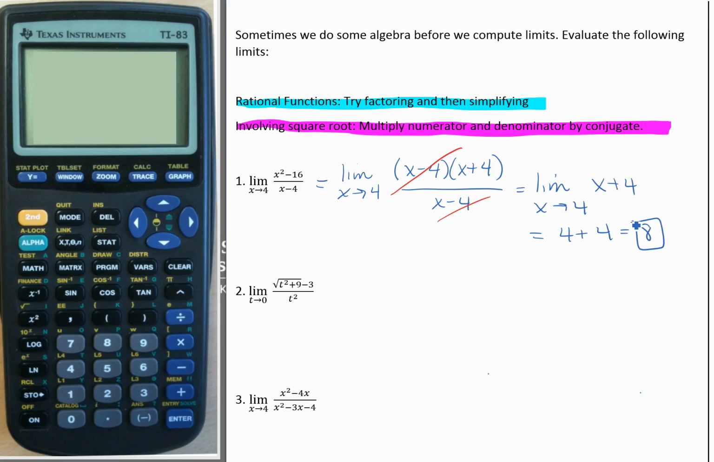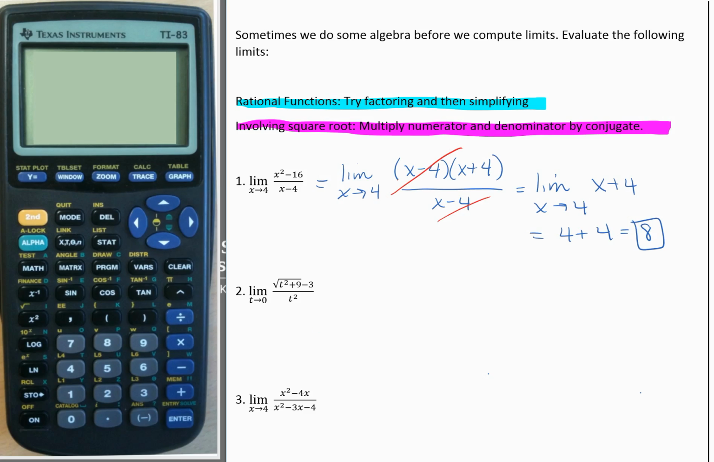Now, what's interesting here and what's actually going on is our original function is not defined at 4. We can't just do that canceling out. This would be one of those cases where we'd get a line with a hole in it, and the y value of that hole would be 8. So we're saying we do have a hole there, but the limit from each side would still be going to 8.